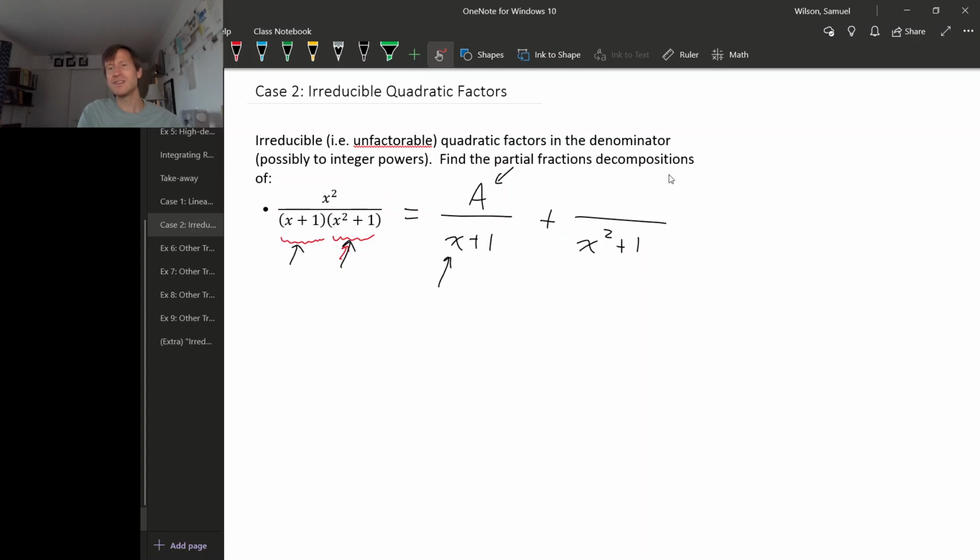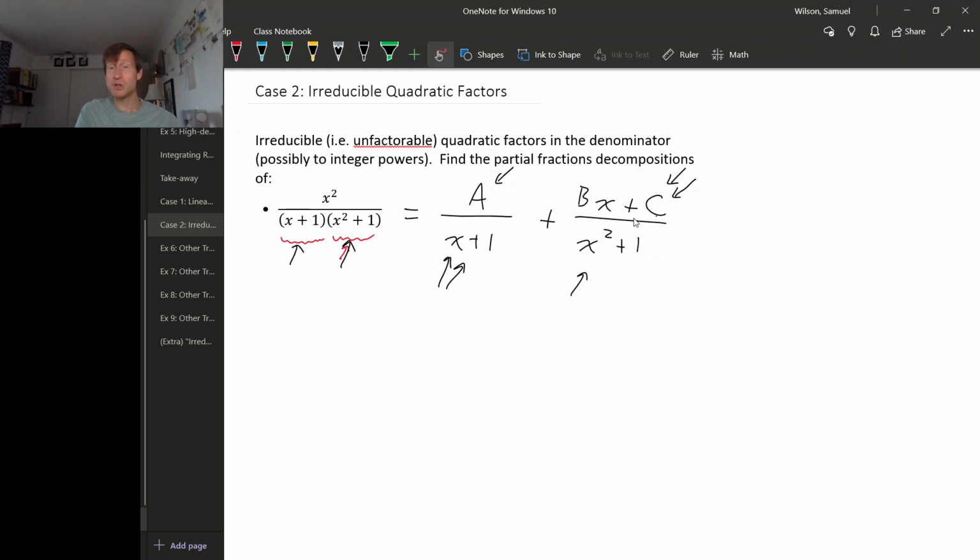But the difference here is that because this is an irreducible quadratic, it turns out we need not a degree 0 in the numerator, but a degree 1 polynomial. And a degree 1 polynomial will have an x term and a constant term. So we might have some constant times x plus some other constant. So you can see that the numerator you get in a partial fractions decomposition from an irreducible quadratic is more complicated than for a linear. So irreducible quadratics in a partial fractions decomposition are kind of annoying because you just get more constants from them.